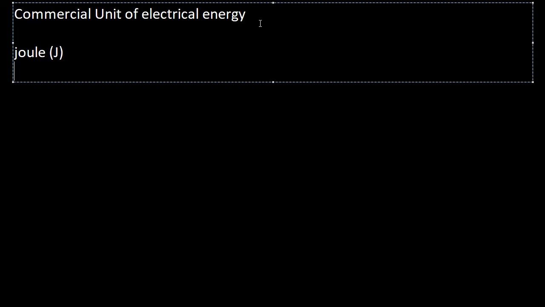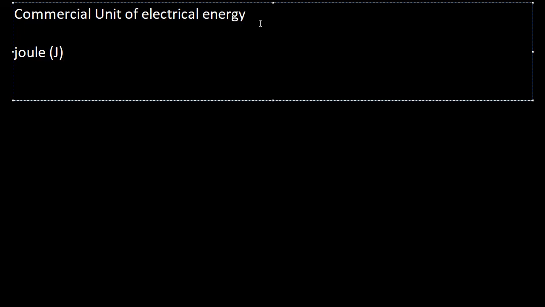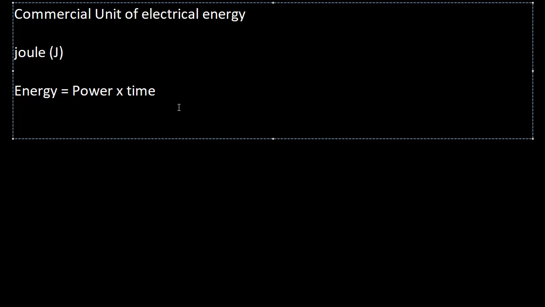Now, when you want to know about the commercial unit of electrical energy, one thing you must keep in mind is that electrical energy is always equal to the power times the time taken for the device to work. Okay, so electrical energy is power into time, and this comes from our discussion about power, which was power is equal to energy divided by time, as we had seen in our last class. And so energy is equal to power times time.